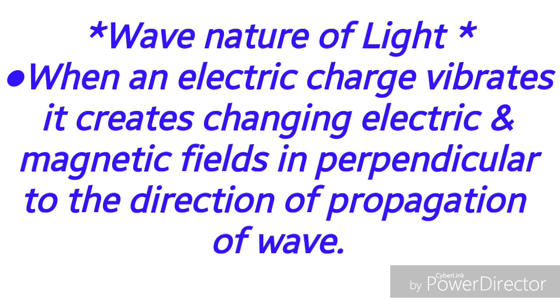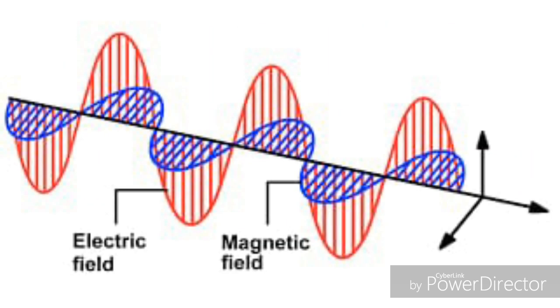The sunlight that we see every day is actually electromagnetic radiation. In that, different types of electromagnetic radiations are there: gamma rays, X-rays, ultraviolet. Students, here you can see the red colored region is electric field and blue colored one is magnetic field. Both are perpendicular to the direction of propagation of electromagnetic wave.